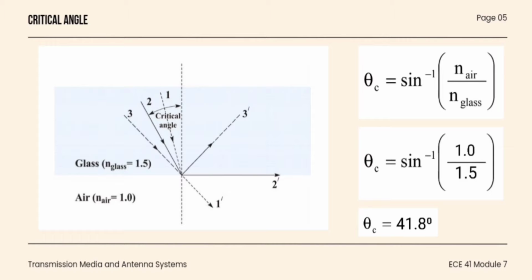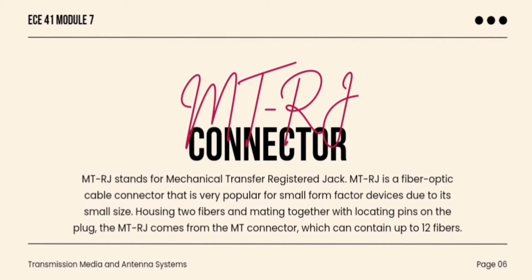So the critical angle can be deduced from Snell's law. The equation would be critical angle equals the arc sine of n air over n glass. When light tries to emerge from glass, which is 1.5, into air, which is 1, the critical angle is equal to 41.8 degrees. Okay, next, the MTRJ connector.